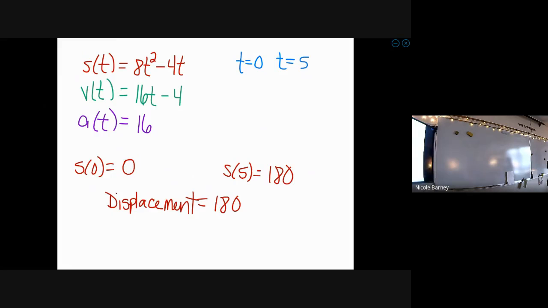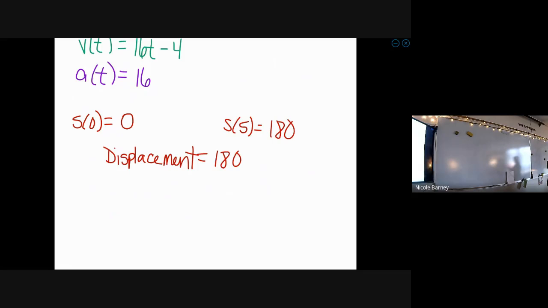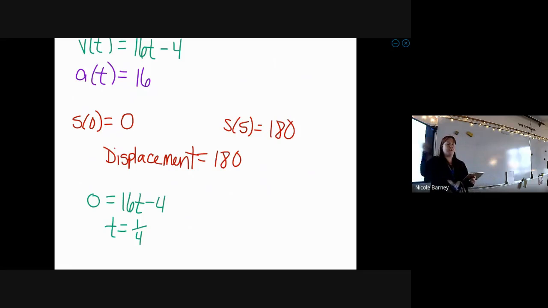Yes, so I'm trying to figure out when did I stop. So you put V of t equals 0. If I'm moving left and then I want to see when did I turn around and move right, I have to figure out when my velocity was 0. You got it? Okay, so 0 equals 16t minus 4. So I add 4 and divide by 16. So I get t equals 1/4. Okay, so what I just found out is that at time 1/4, I stopped and I turned around.